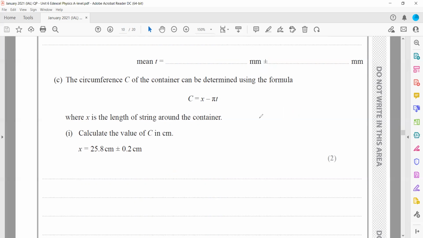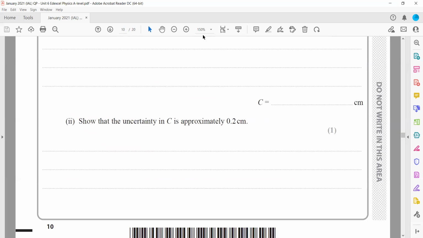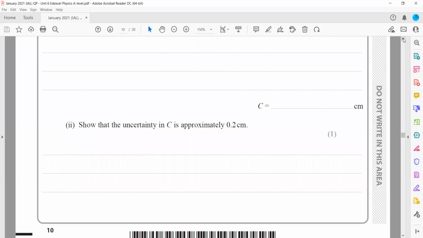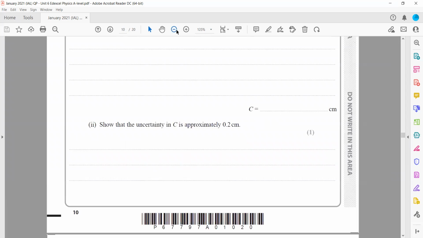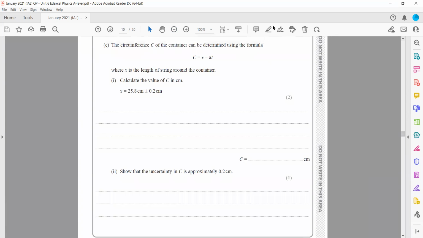And the next part, we need the uncertainty in C. Show that the uncertainty is approximately 0.2. So how to determine that the uncertainty is 0.2? Look, uncertainty is always added. So we need the approximate uncertainty in the value of C. So we already have the uncertainty.